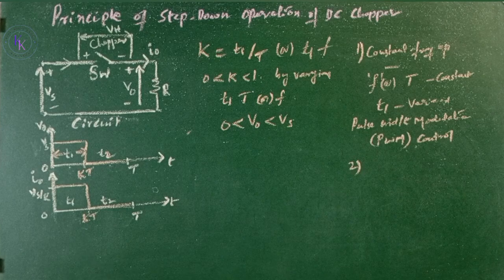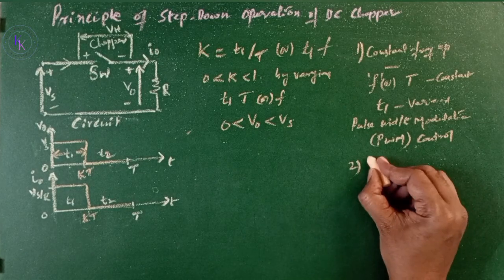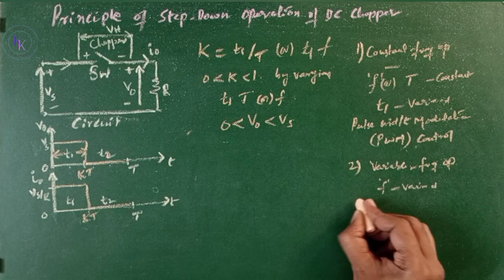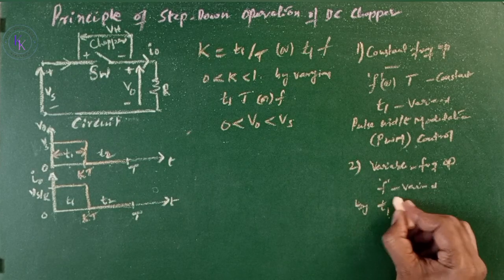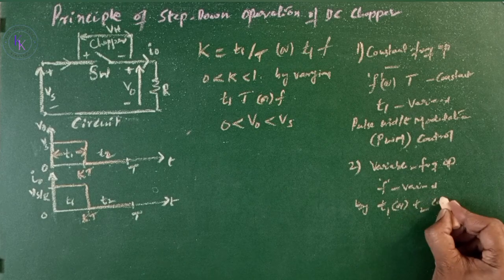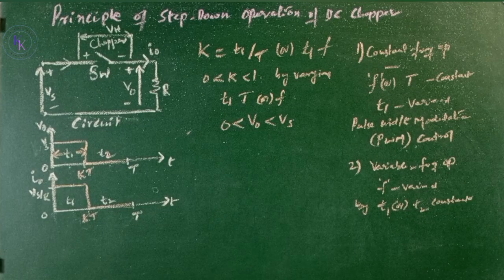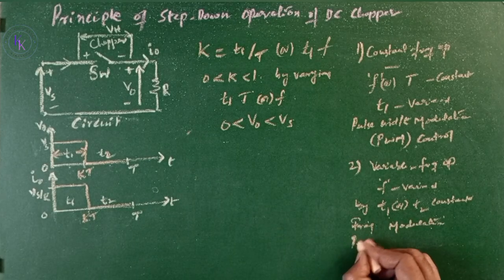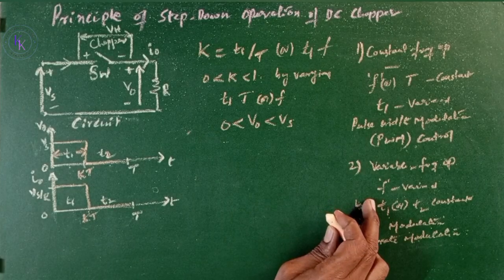The second type of controlling method is variable frequency operation, in which the chopping frequency f is varied by keeping turn on time T1 or turn off time T2 constant. This type of control is known as frequency modulation or pulse rate modulation. The frequency has to be varied over a wide range to obtain the full output voltage range. This type of control would generate harmonics at unpredictable frequencies, and the filter design would be difficult.